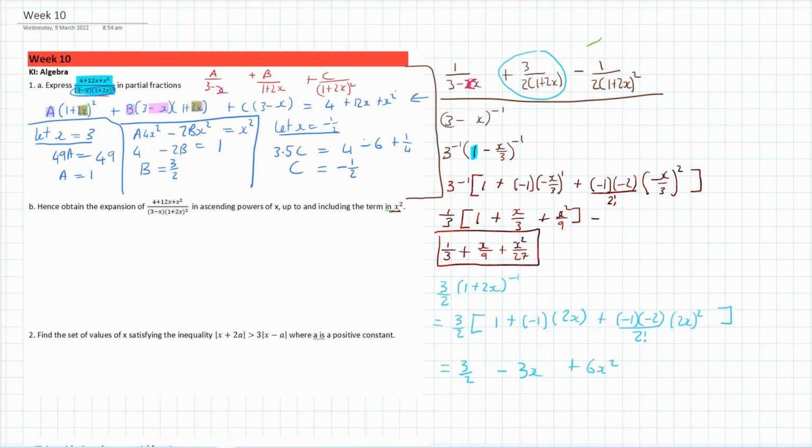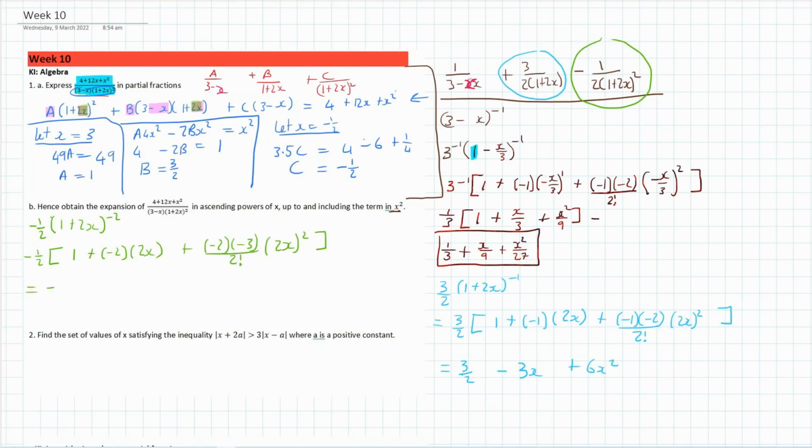The last one that we need to do is this one here. So I'm going to do that over here. Minus 1/2, and it's times 1 plus 2x, and this is to the power of negative 2 because it's squared at the bottom of the fraction there. Now, my next line, I'm going to say 1 over 2 bracket 1 plus minus 2. This time the power is minus 2, so minus 2 times 2x. And then the next term is going to be plus minus 2 times minus 3 all over 2 factorial into 2x, and we're going to square that whole thing. And that's as far as we need to go.